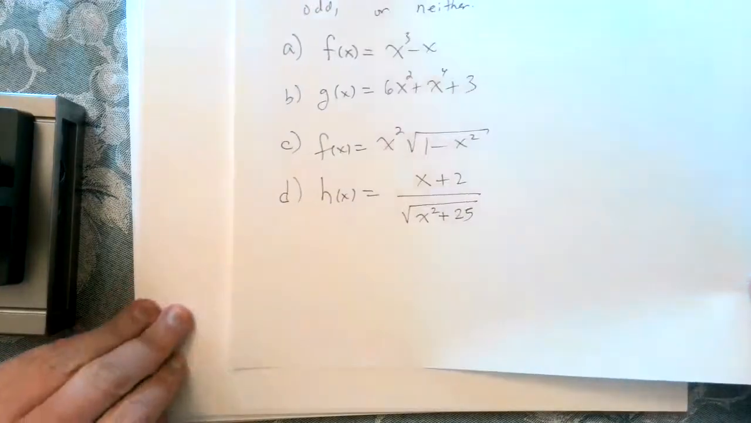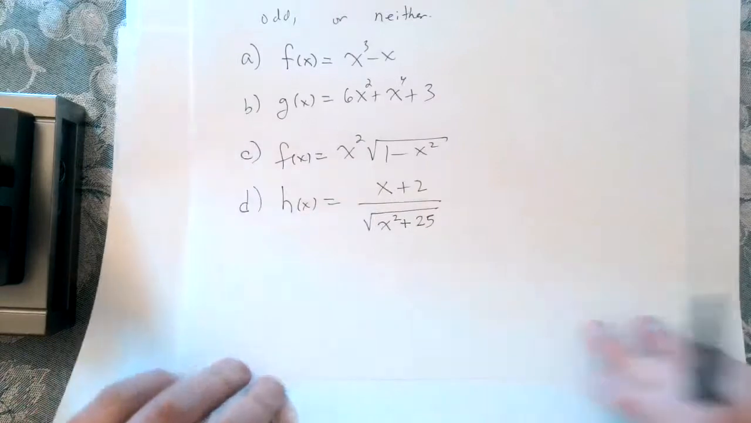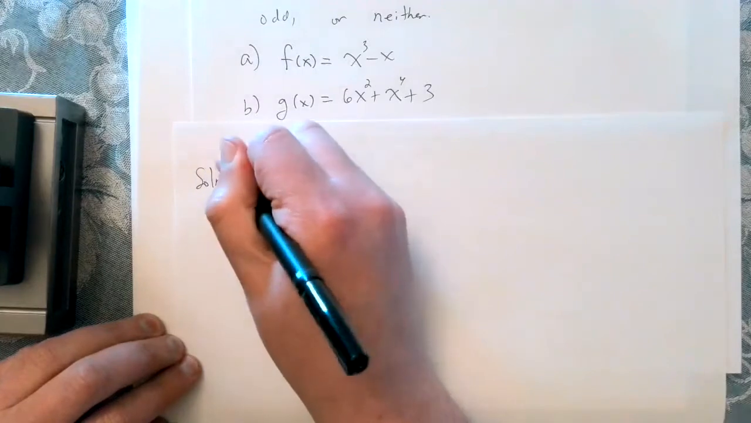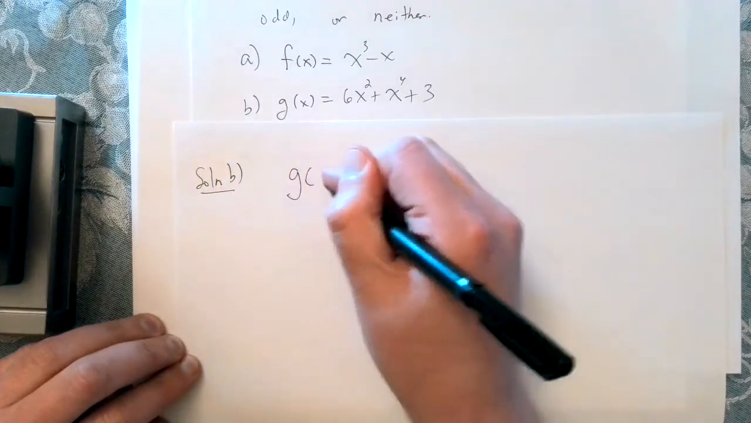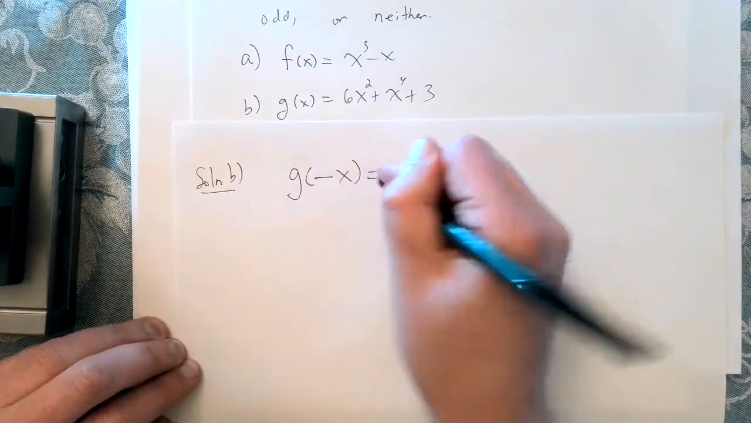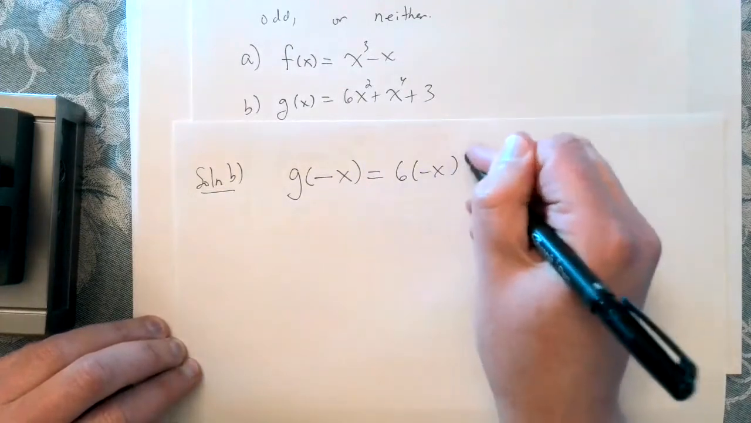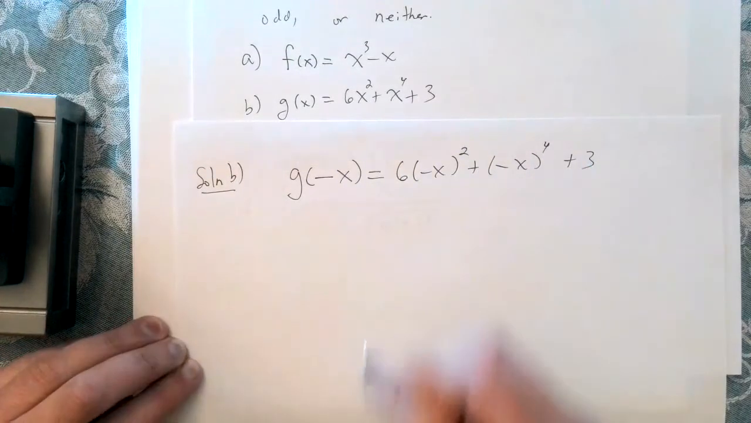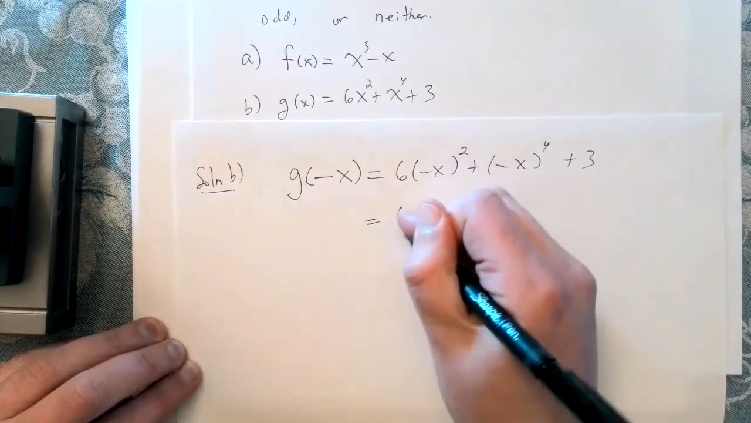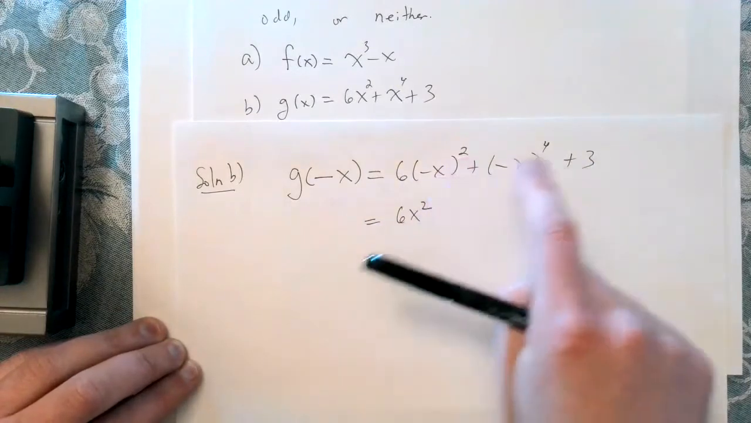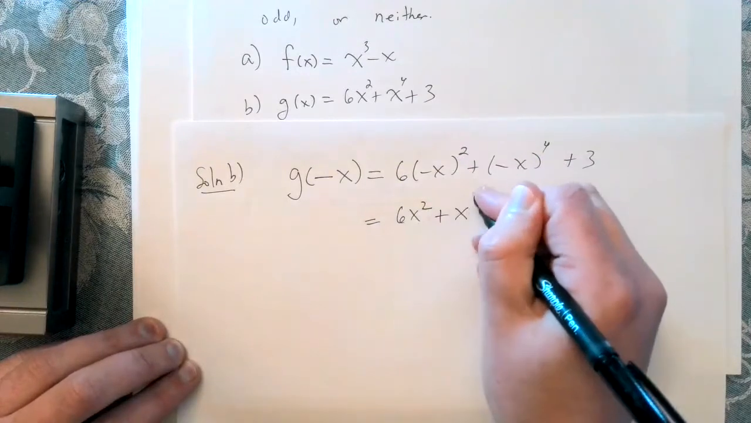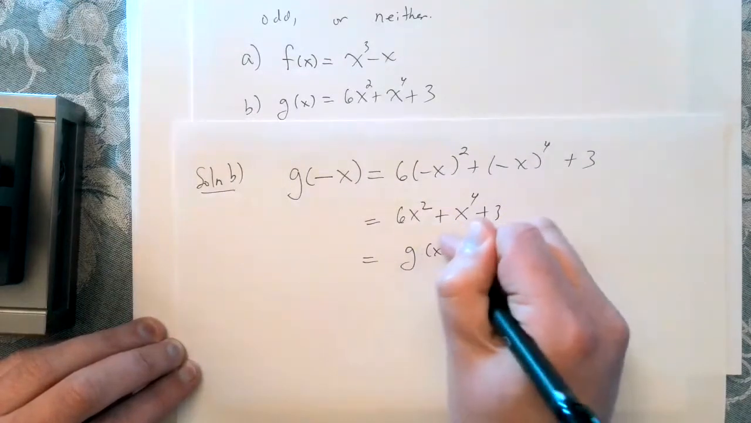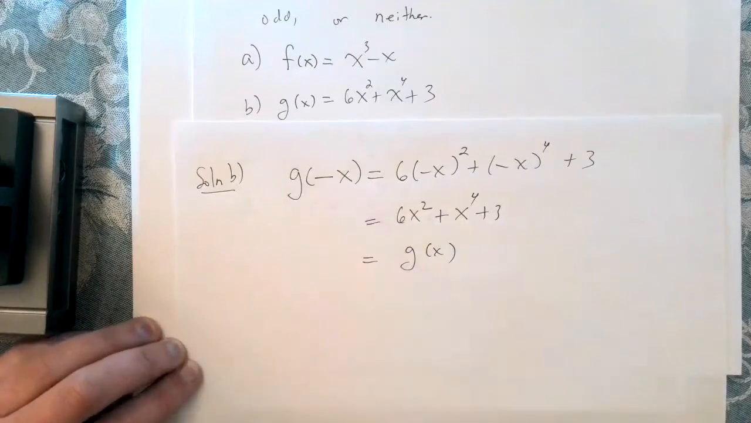Okay, so let's try B. Odd, even, or neither? Let's find out. So the key is to use the definition. We start in the same way, whether we're testing odd or even. So we plug in negative x and see what happens. Okay, well, if I square that, that's just going to become 6x squared because it's an even power. That's an even power. So that'll just be x to the 4th. Nothing happens here. But that's the same thing as g of x. That's the definition of an even function.